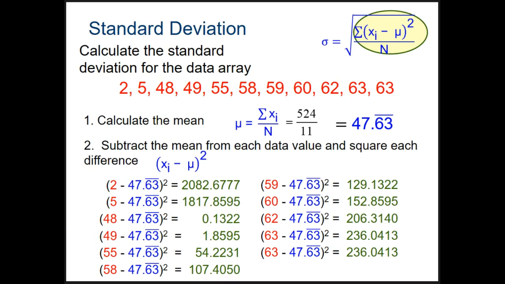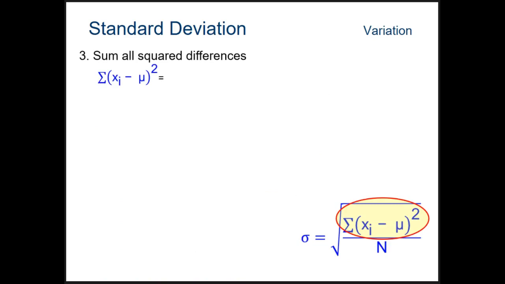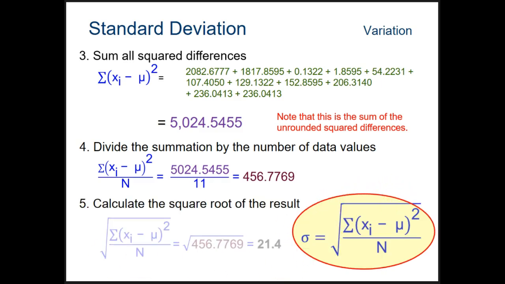After you find the squares of the differences, you add all of those up, and you get a really large number, and then you divide that by the number in the population. In this case we had 11 values, so we took 5024 and divided by 11, and we got 456.7769. So that's everything under the square root right here. Then you take the square root of that value and you find a standard deviation of 21.4.